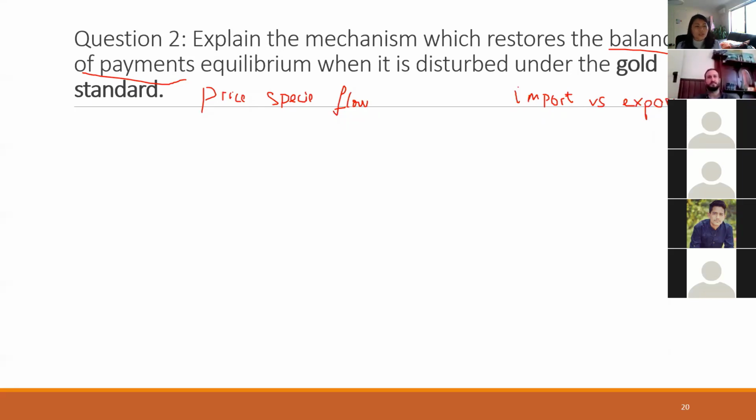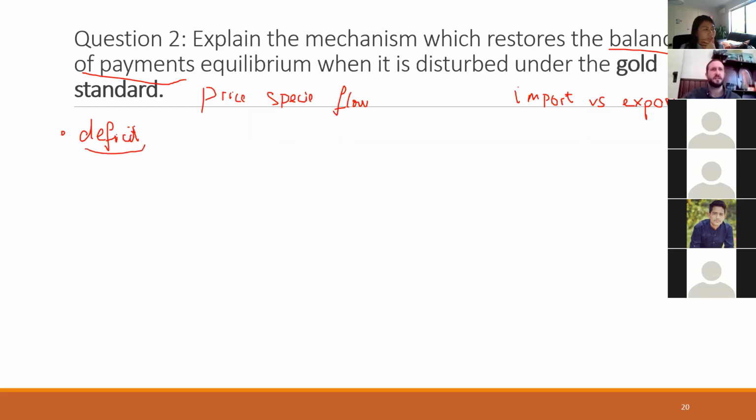Okay, so can someone explain to me how, when you have an imbalance in your balance of payment, it is going to be corrected under the classical gold standard? So let's start with the account deficit. If I am currently in deficit, how is it going to be restored under the gold standard?